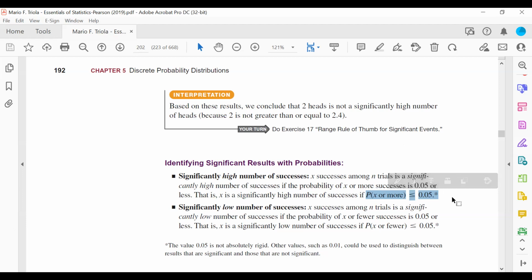That's the first formula. All right, second bullet, you're going to write down significantly low number of successes. You're going to write down the formula for this one: P, parentheses, X or fewer, is less than or equal to 0.05.